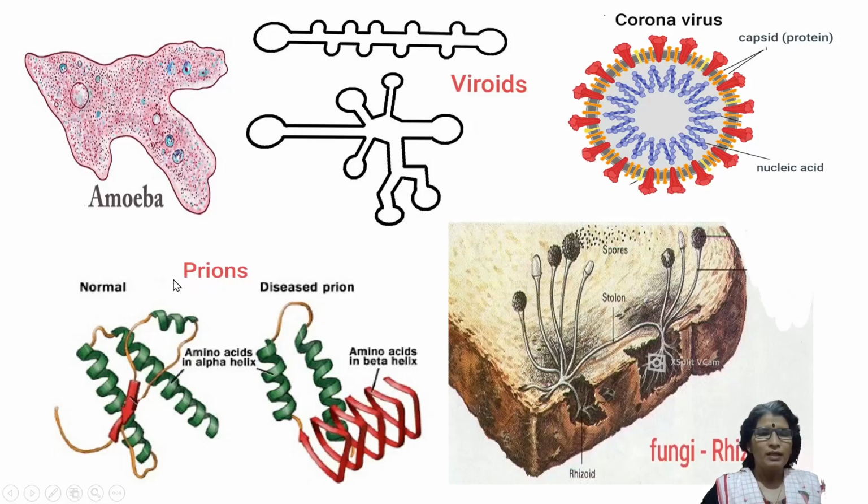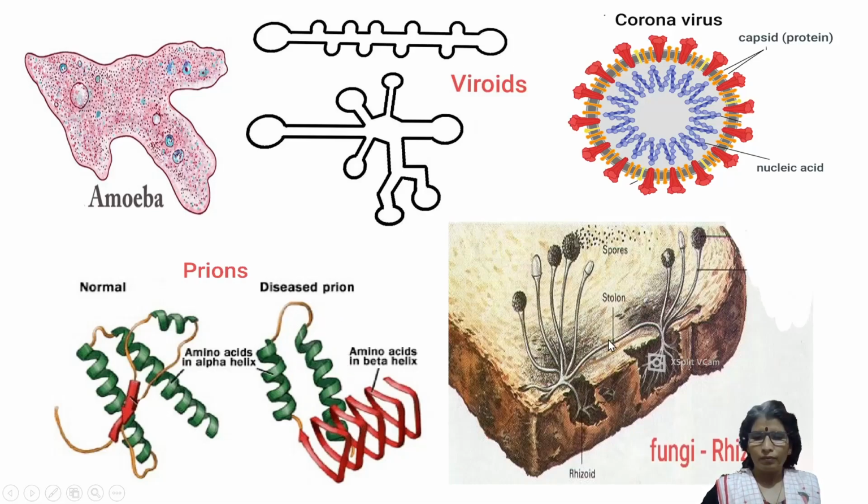Prions, these are made up of proteins. Here two types of proteins are there. This is normal protein. This is diseased protein. In normal prions, the coilings are very small in size. This is very common. These coils we can call alpha helix. In diseased prions, you can see two types of coils, smaller and very large. These larger coils are called beta helix. Due to the presence of this abnormality, these diseased prions cause so many diseases.